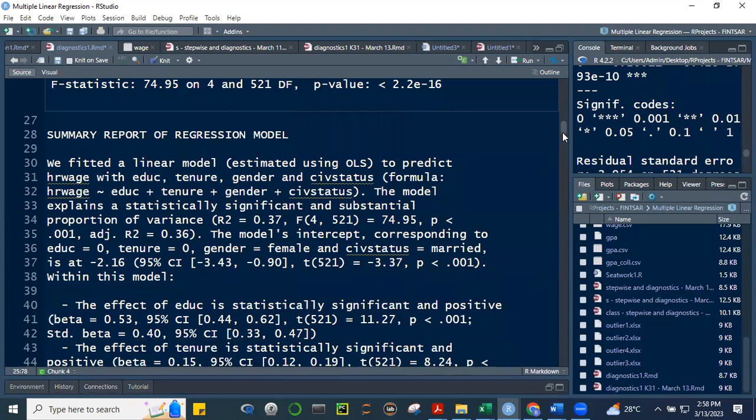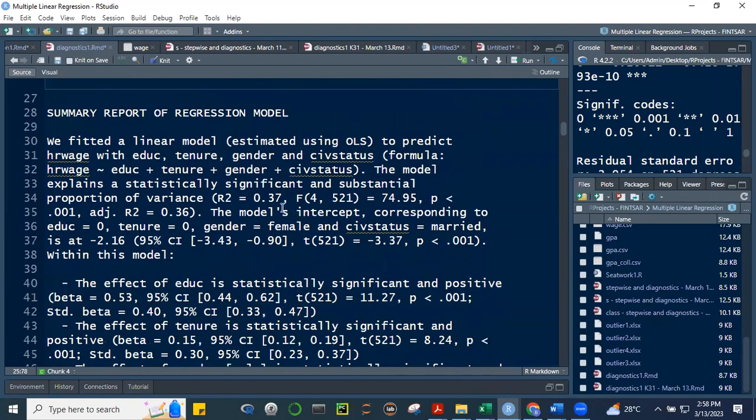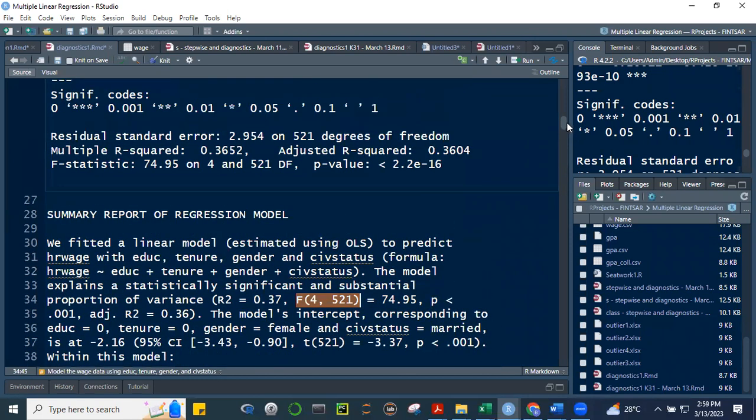Now, so that you don't have to write it, I gave you a sample summary of the regression model. So let's take a look at this. This is what we did. We fitted a linear model estimated using OLS. You can pattern your quiz on this as a summary report of the regression model to predict hourly wage with education, tenure, gender, and civil status, using the formula hourly wage regressed on education, tenure, gender, plus civil status. The model explains a statistically significant and substantial proportion of variance. R squared is 0.37, with F, degree of freedom 1 is 4, degree of freedom 2 is 521, equal to 74.95. Where did we get 74.95? Here.